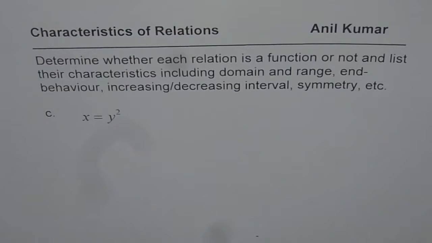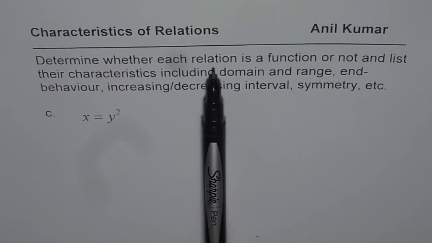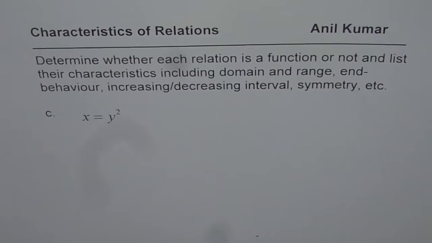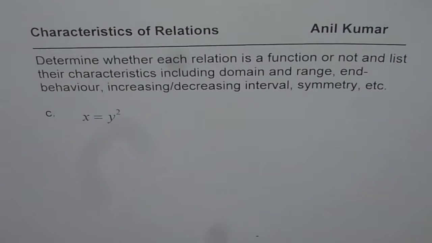We are going to discuss characteristics of the given relation. The question here is: determine whether each relation is a function or not, and list their characteristics, including domain, range, and behavior, increasing and decreasing intervals, symmetry, etc. So you see C is x equals y squared.